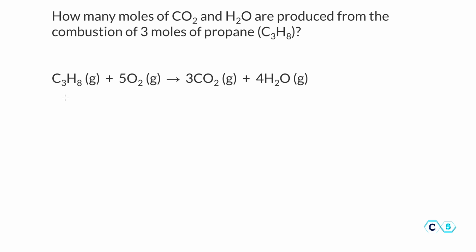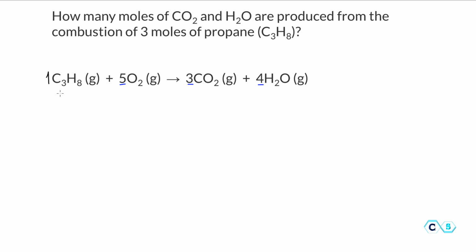Let's determine how many moles of products we can get from 3 moles of propane. Before doing that, there's one important thing we want to do here. We want to first understand the meaning of the chemical equation. Any chemical equation has these numbers called coefficients, and these coefficients tell us how many moles of each molecule we have. So here propane is 1 mole, and the 1 is not shown, but it's still there.